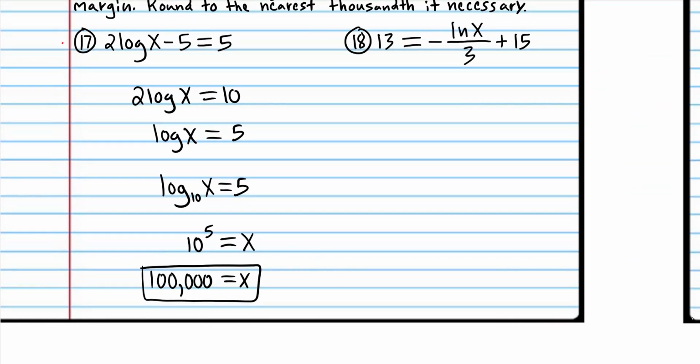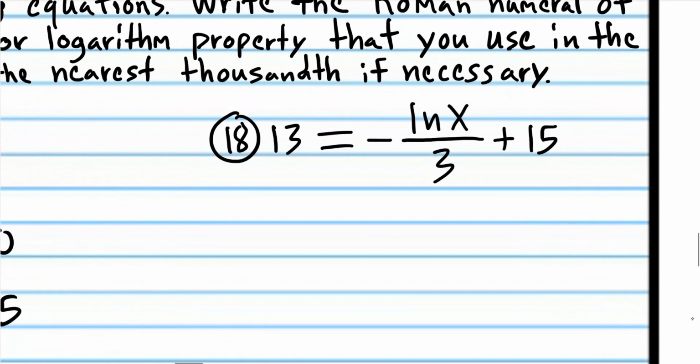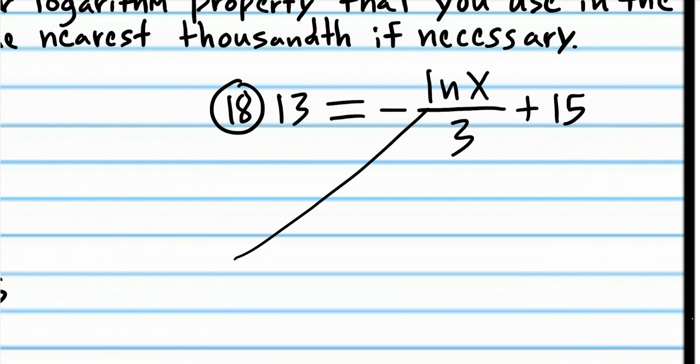So again, we've done equations like that, but we never did equations that have special bases. We had a base 10 logarithm in that problem. Now we have another logarithm with a special base. This is base e. Whenever you see ln, it means log base e. So I'm going to subtract 15 from both sides.